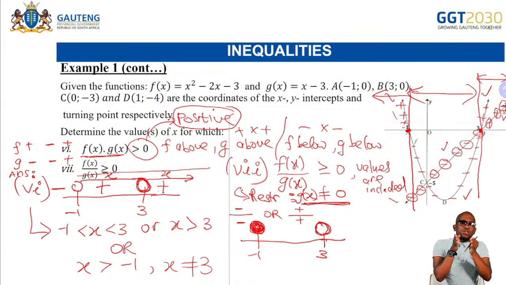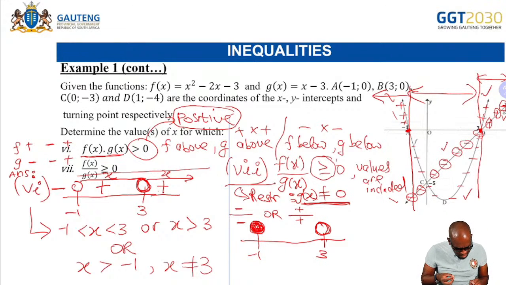It is excluded not because of the inequality there. The inequality was saying to us, include everything. That's what the inequality was instructing us to do. Include everything. However, there is that restriction. There is that restriction because there is division by g of x.